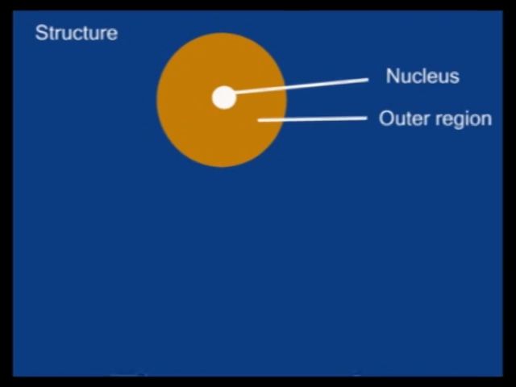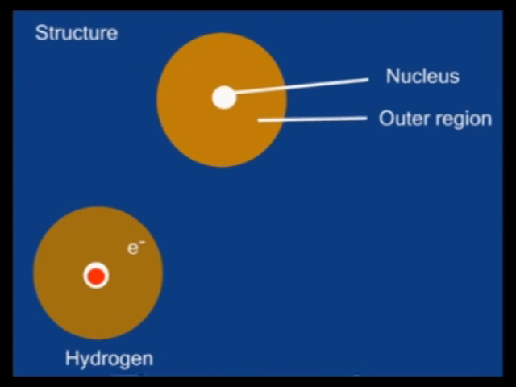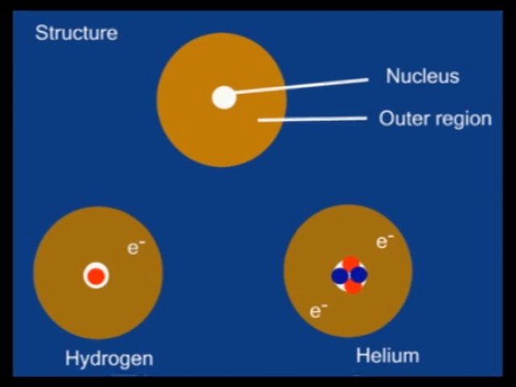The general structure of an atom is as shown in this diagram. In the central part, we have a nucleus which consists of protons and neutrons. Surrounding this small nucleus is the outer region which consists of the electrons. For instance, the smallest atom there is hydrogen. Hydrogen has one proton and one electron and has no neutron. Next from hydrogen is helium. Helium has two protons, two electrons, and two neutrons.